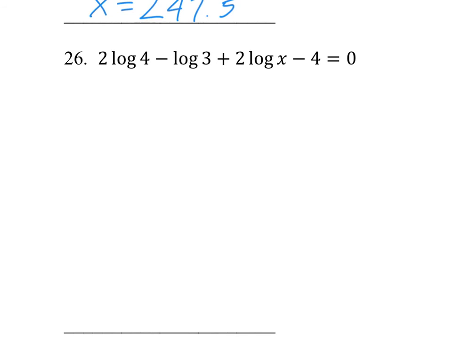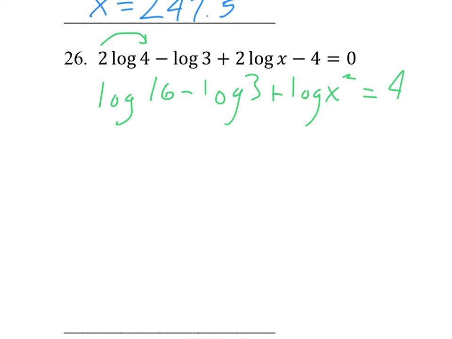For number 26, we'd have to condense these logs down. For the 2 log of 4, again, that 2 is going to become an exponent on the 4, so that would be a log of 16 minus a log of 3 plus a log of x squared, and that would equal 4. I'm just going to add the 4 over to that side. Now we should be able to condense this down. On the top we would have 16 and x squared. On the bottom we'd have a 3. And on the right we'd have that 4 still.